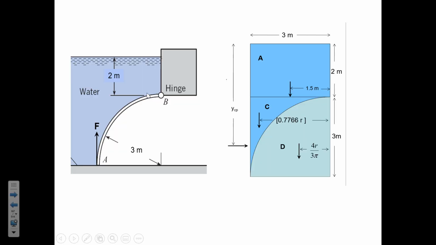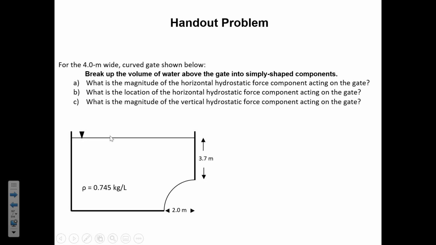All right, so the components. Just think about that we have a rectangle, and then we've got a rectangle minus this quarter circle. And that component that's left over was element C. So when you have these curved gates, it often, as a first strategy, makes sense to think about breaking the volume of water above the gate into simpler components. And that's what I'm going to ask you to do in this example.